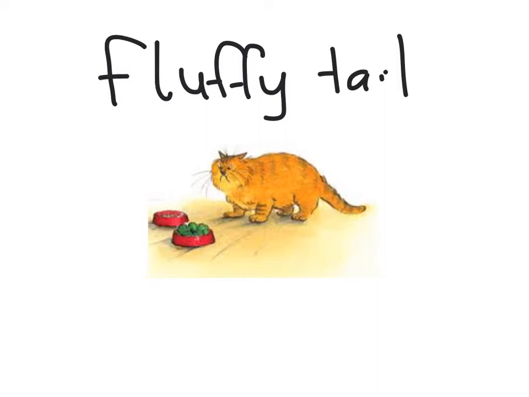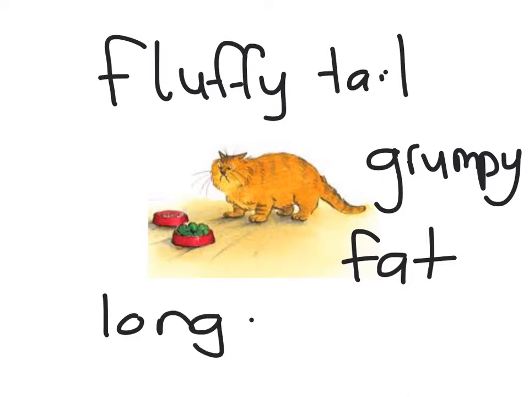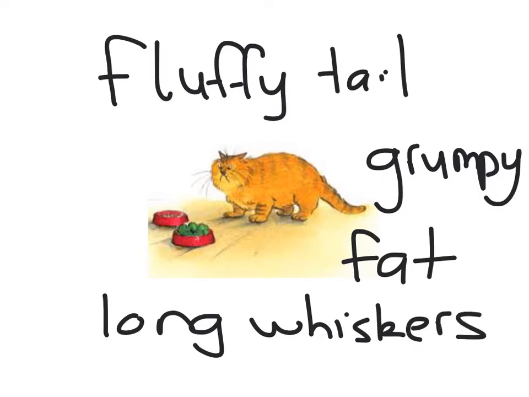Greedy Cat also looks grumpy, so I'm going to write grumpy. He's fat, so I'm going to write fat. Greedy Cat has long whiskers. I'm going to write long whiskers. And Greedy Cat is stripy. I can see that he's got black stripes on, so I'm going to write stripy. Now I'm going to use these words to help me write my description.